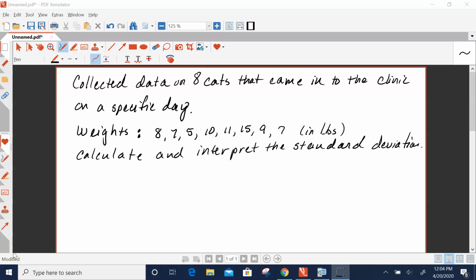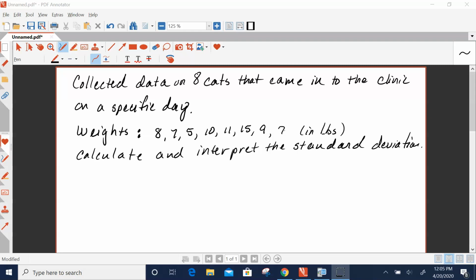Let's look at an example on how to interpret the standard deviation from a data set. So let's assume I worked in a veterinary clinic and I collected data on 8 cats that came in that day. The data I collected were the weights of each cat that came in. So let me make sure I've got 1, 2, 3, 4, 5, 6, 7, 8. So I've got 8 pieces of data, and the weight is in pounds for these cats.